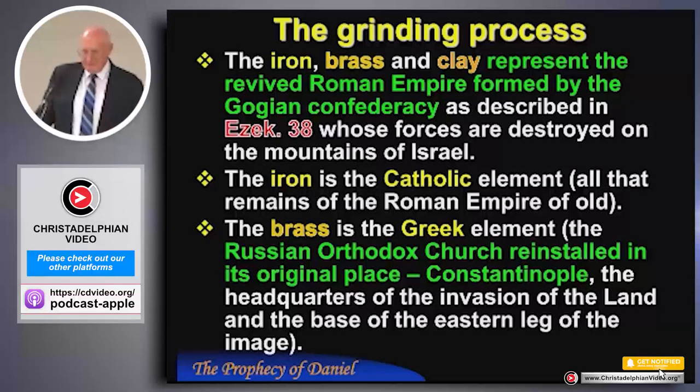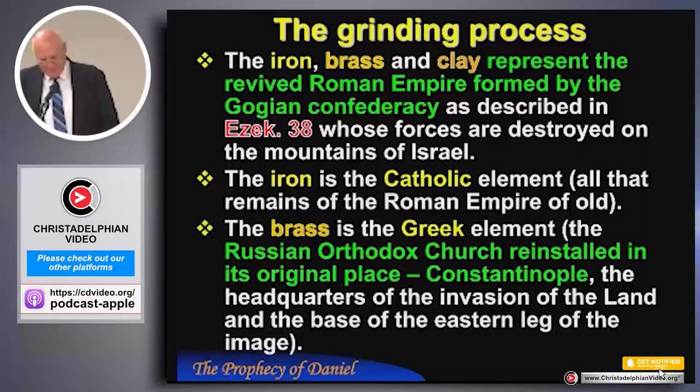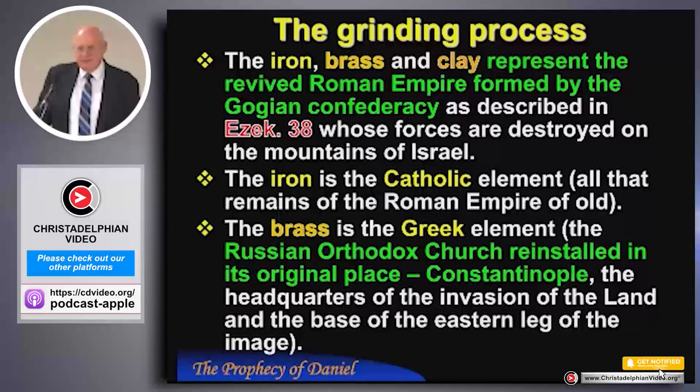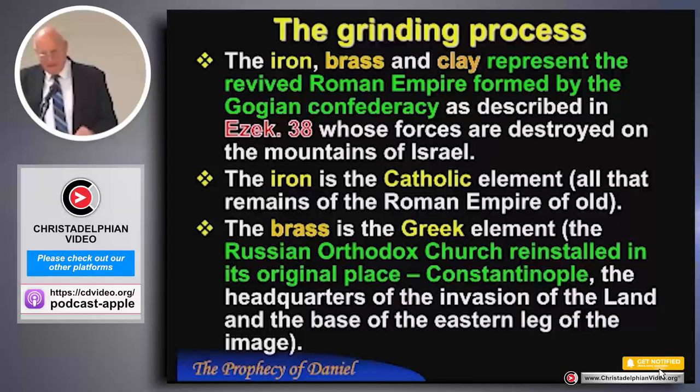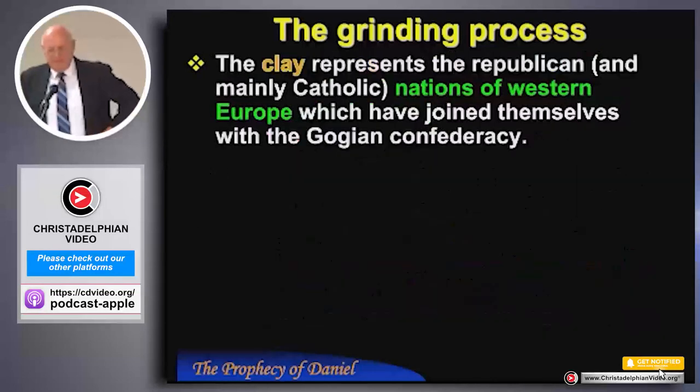Which is why Erdogan spat in Putin's face when he turned the Hagia Sophia from a museum into a Muslim mosque. You could see the rage on Putin's face, because of course he's supported by the Russian Orthodox Church, and that was the very worst thing you could do. This is like the Vatican to them. To the Catholics, it's like the Vatican to the Russian Orthodox Church. And so we have, of course, things building up towards that day. Constantinople being the headquarters of the invasion of the land and the base of the eastern leg of the image.